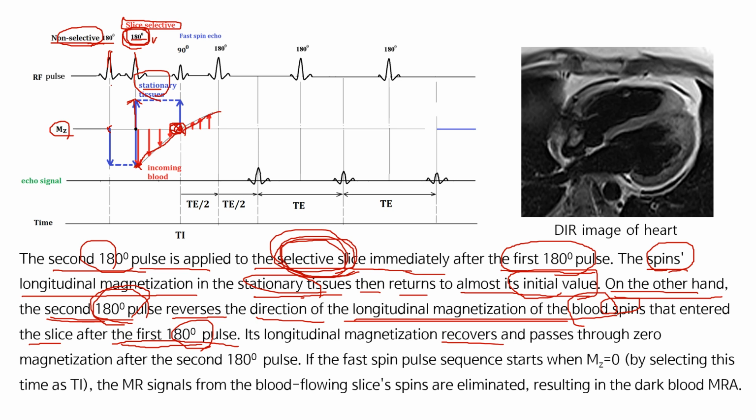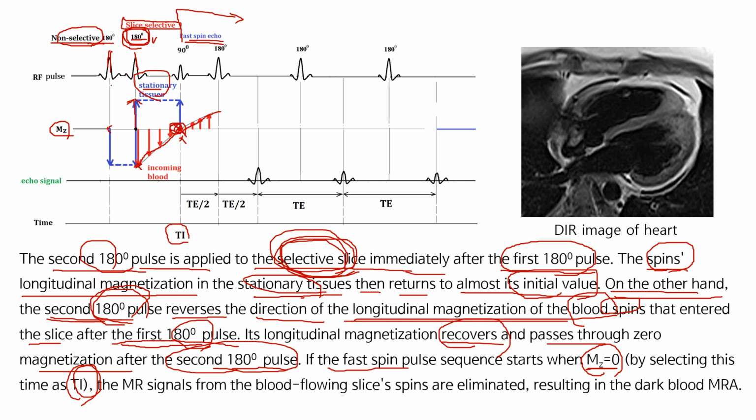So its longitudinal magnetization recovers and passes through 0 magnetization after the second 180 pulse. So it should pass this 0 point. If the fast spin echo pulse sequence starts from here, when Mz equals 0, this means selecting this time as the time of inversion, TI. We choose this as the starting point of the fast spin echo pulse sequence.